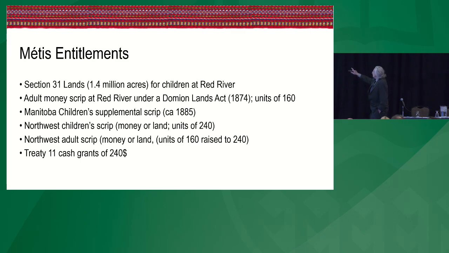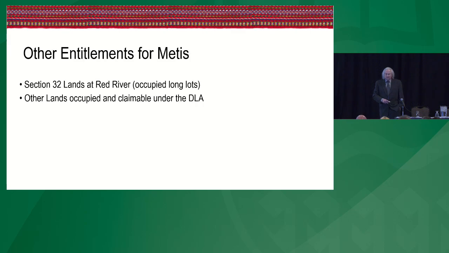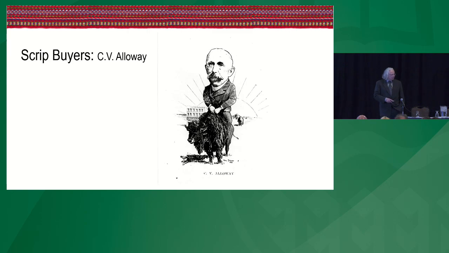Section 31, 1.4 million acres, land for children. Adult money at Red River, Dominion Lands Act, units of 160, Children's Supplemental, Northwest Children's Scrip, Northwest Adult Scrip, Treaty 11 cash grants. They come in various forms, right? Now related, but not based on Indian title, Section 32 lands, I think very important, and other lands occupied and claimable under the DLA. They're not all the same thing. Got to stop conflating them.